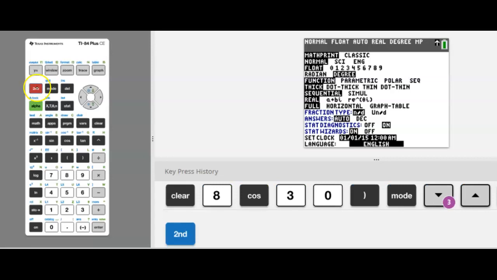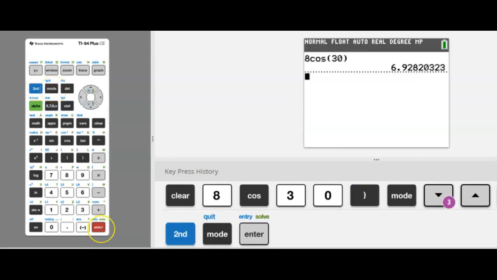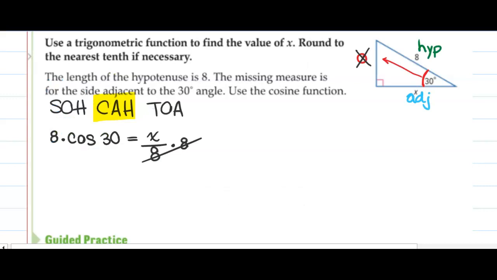And then quit and get back to our problem. And we get 6.928. It says to the nearest tenth. So we would say x is approximately 6.9 for our answer.